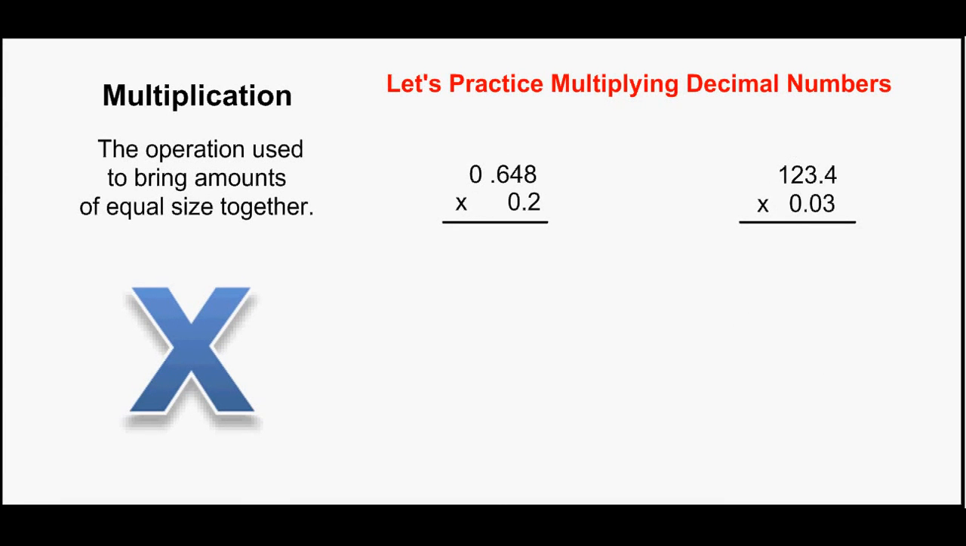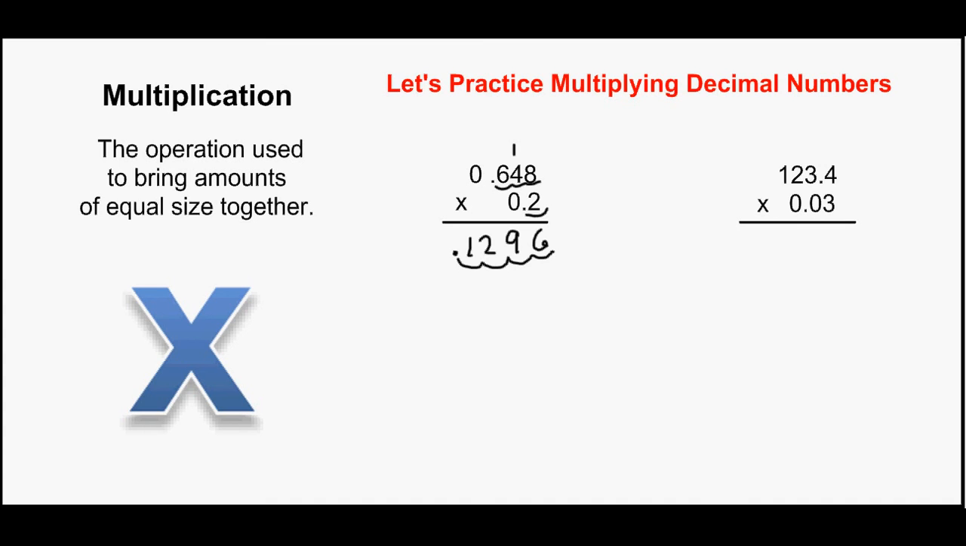Let's practice multiplying decimal numbers. 2 times 8 is 16. Carry the 1. 2 times 4 is 8, plus 1 is 9. 2 times 6 is 12. Let's count the number of places from the right, 1, 2, 3, 4, and place our decimal 1, 2, 3, 4 places from the right. Our answer is 1,296 ten-thousandths.